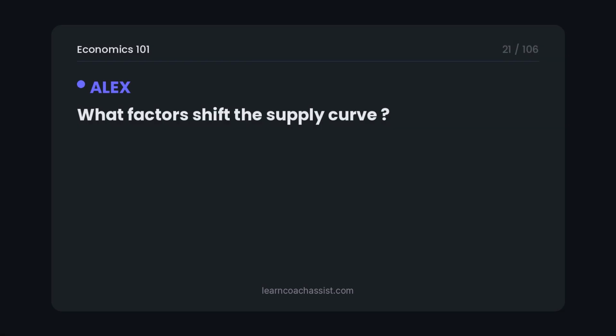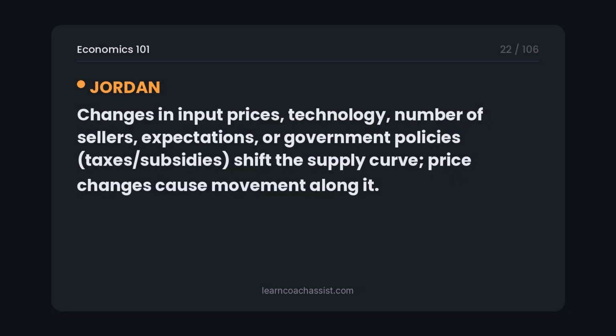What factors shift the supply curve? Changes in input prices, technology, number of sellers, expectations, or government policies, taxes/subsidies, shift the supply curve. Price changes cause movement along it.